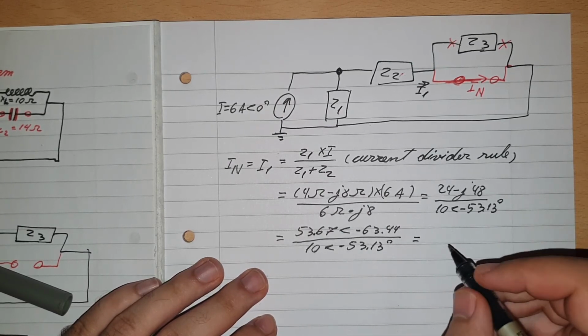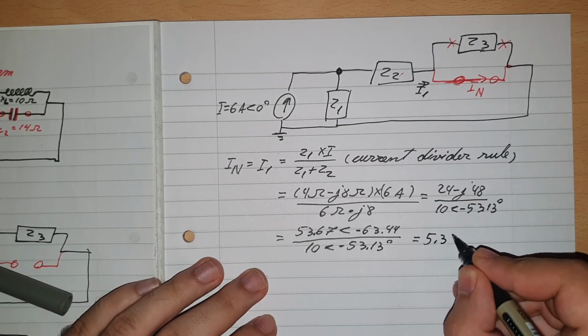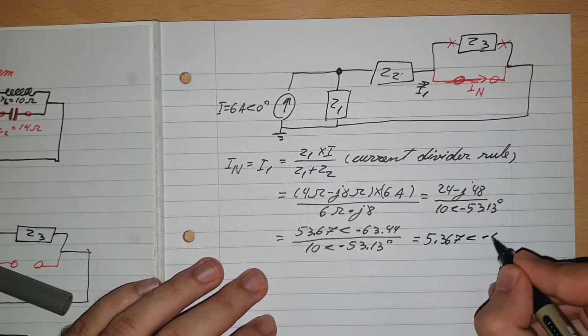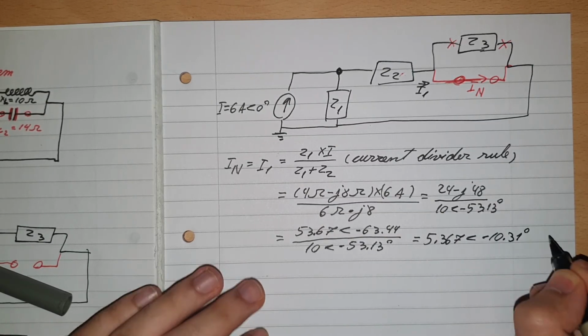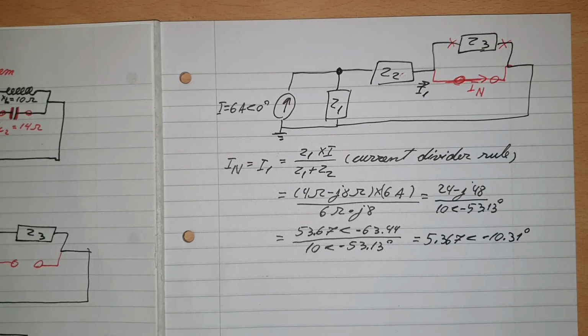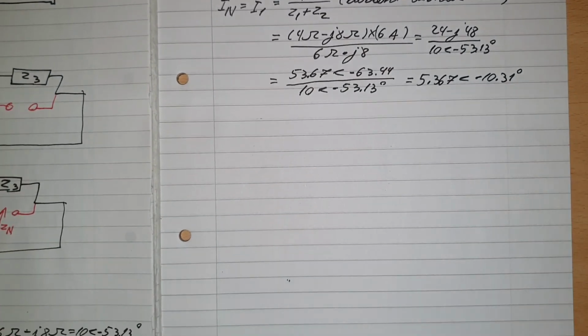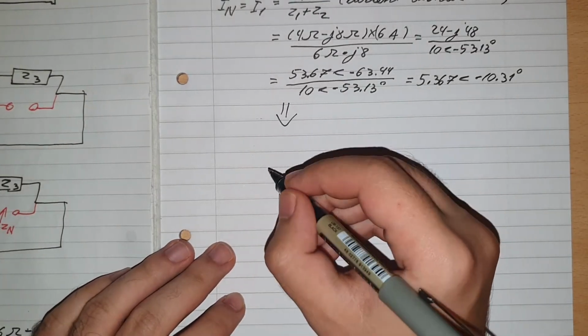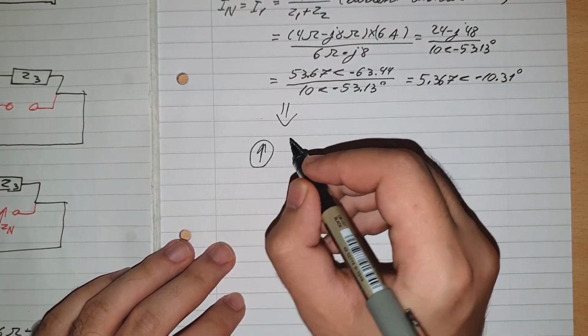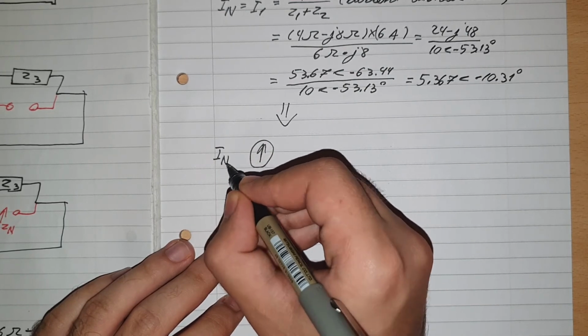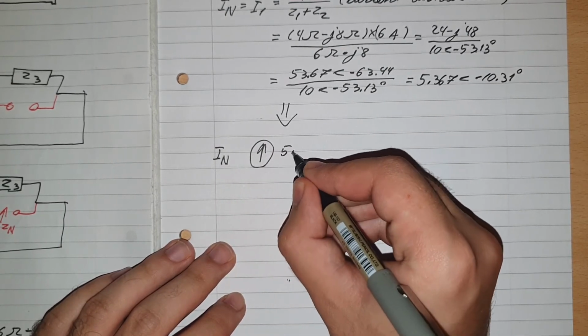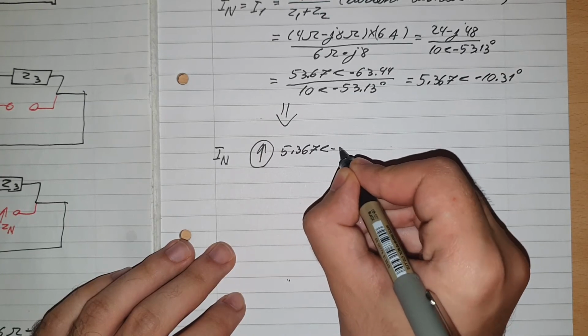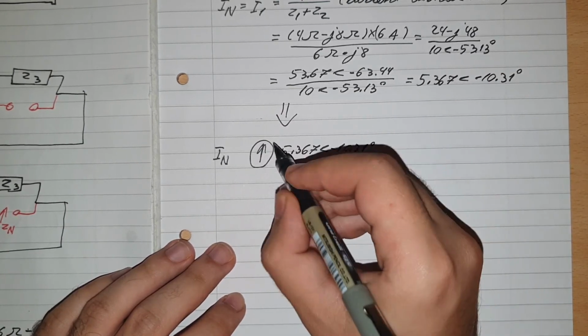And then the final answer would be 5.367 at an angle of minus 10.31 degrees. And we don't really need to change it to rectangular form, because this one will be used for the current source, IN. So we don't need to change it. Now we can redo the diagram with the new values that we have. Therefore, this one here will be IN, and it will be 5.367 at an angle of minus 10.31 degrees.